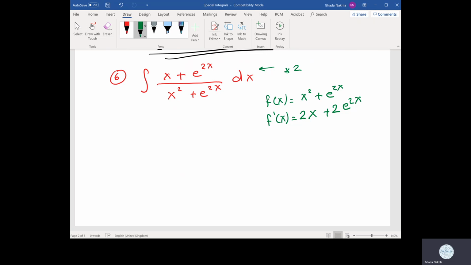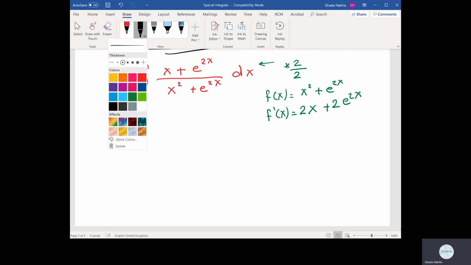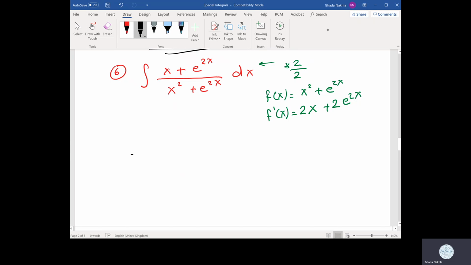Can I just multiply by 2? I can't. I have to multiply by 2 over 2, because this means I'm multiplying by 1. And when you multiply anything by 1 in mathematics, it stays the same. So basically, I have not changed the question. 2 over 2 is 1. So let's go back to my integration.